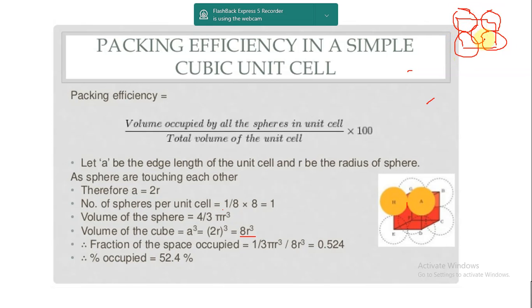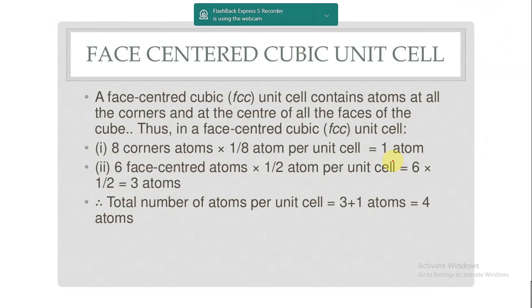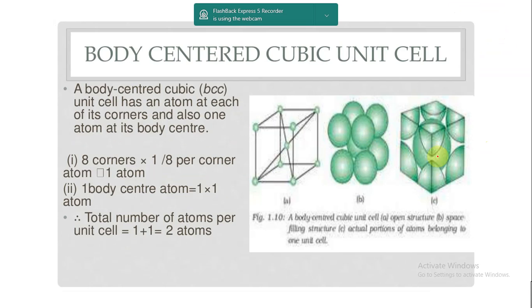There was one atom at the center also, isn't it? So one atom at the center also we have seen here, like this. This is my central atom. So it has more number of atoms. How many atoms does it have?